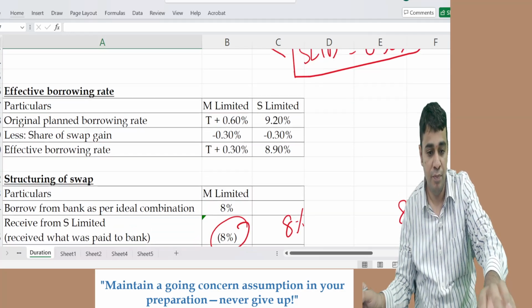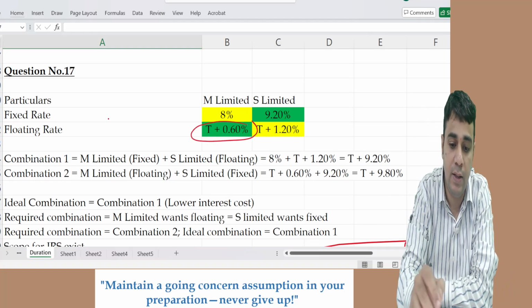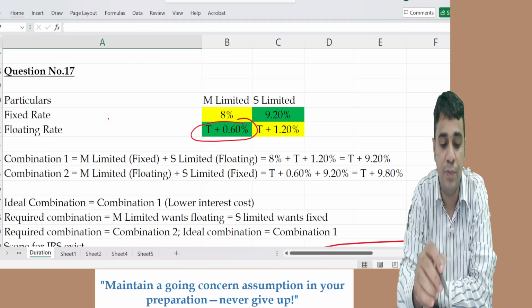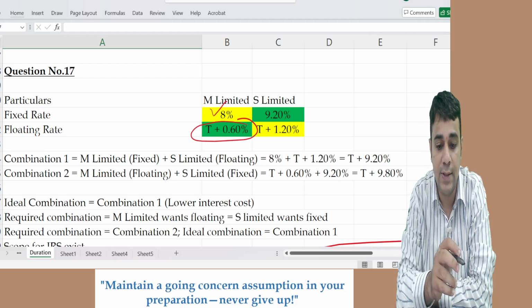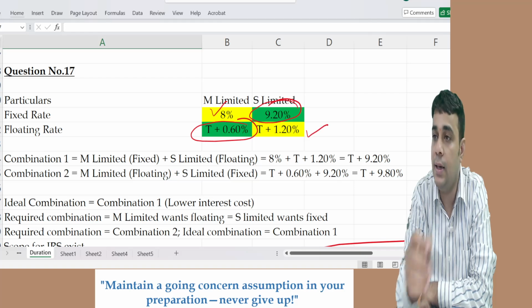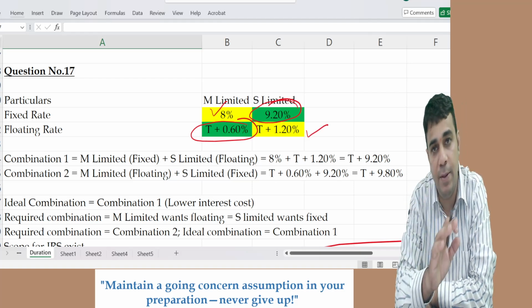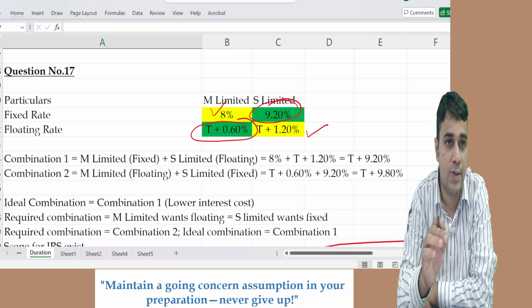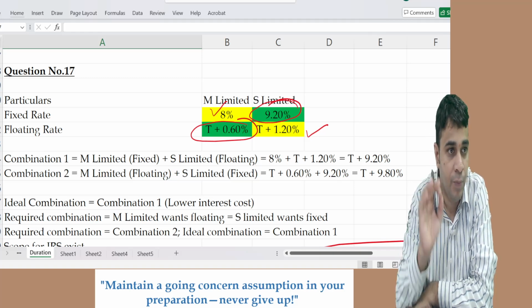Now listen. The first company wanted T plus 0.6. I tell them borrow at 8. The second company wanted 9.2. I tell them borrow at T plus 1.2. In the process, 60 basis points will be saved. How are we dividing the 60? 30 and 30. We have divided this as 30 and 30.